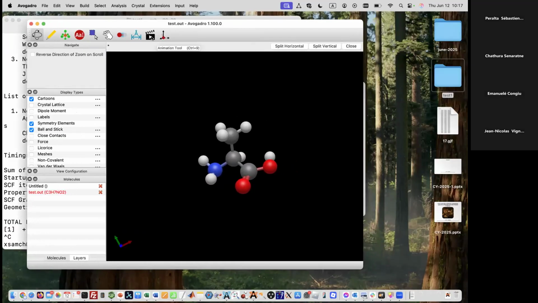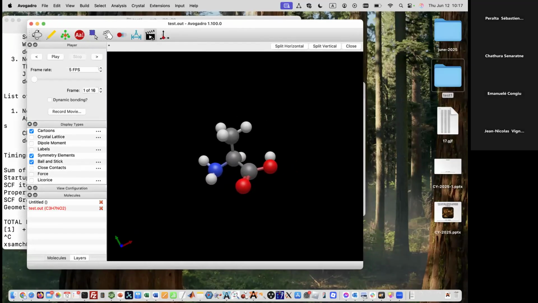If you click here, for instance, the animation tool, you can see there are 16 frames in this animation. It means optimization went through 16 steps. So this is our starting structure, and then this is what happens during the optimization. You see, the program changed the molecular structure and pushed it to the local minimum. And then it becomes the local minimum.